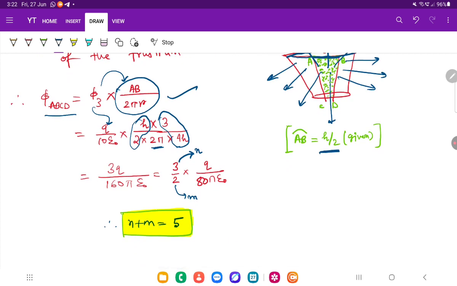Now putting in all the values, we get phi ABCD as 3q upon 160 pi epsilon naught, and as per the question we are supposed to find n and m. This was our format, right? q by 80 pi epsilon naught times n by m. So n is 3 and m is 2, so n plus m is 5, and that is our answer for this question. I hope it's clear.